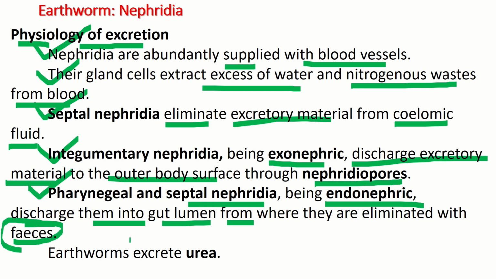Earthworms excrete urea. So all this is about the nephridia, which are the excretory organs found in the earthworm.